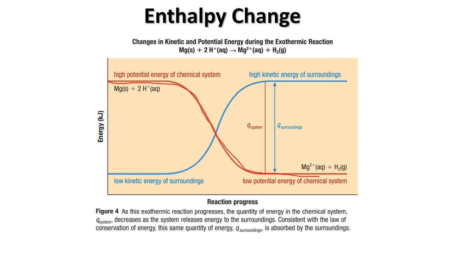So the energy of the system has gone down, where the energy of the surroundings has gone up. So the surroundings would have a plus value and the system would have a negative value. But again, we can only look at it from one perspective, and our choice is going to be from the system's perspective.